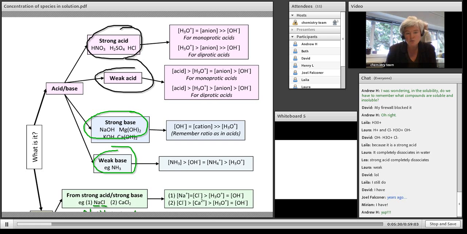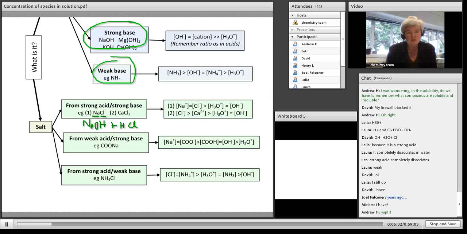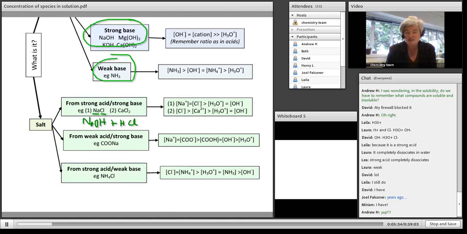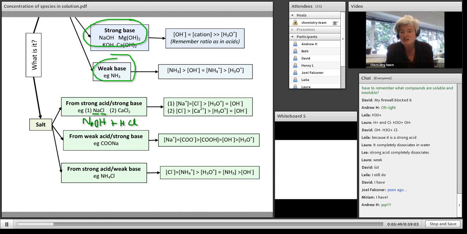And then for the salt, you've got to work out, is it from a strong acid, strong base? Remember, a salt is always a cation from what? The acid or the base? Because we get the cation from one part and the anion of the salt from another part. So the cation comes from what? The acid or the base?